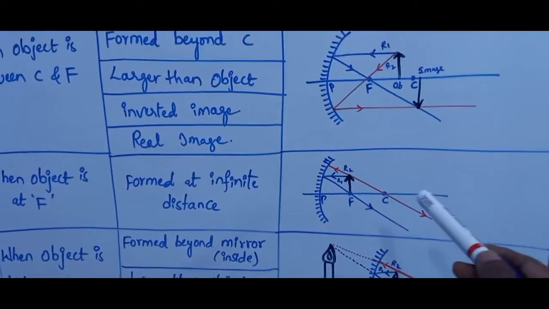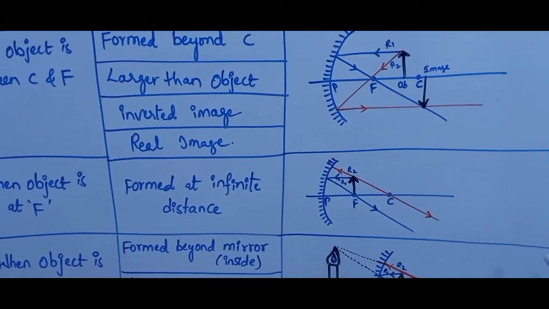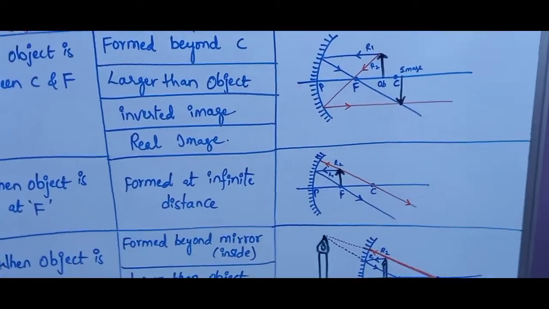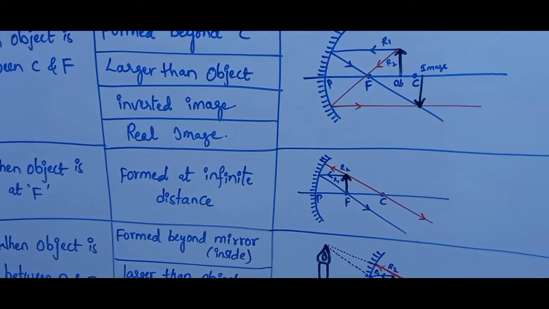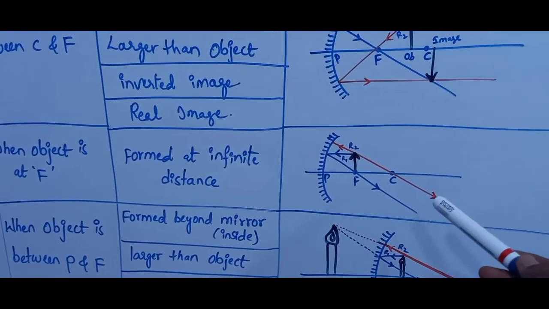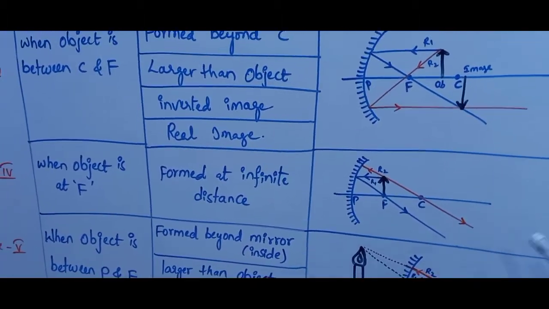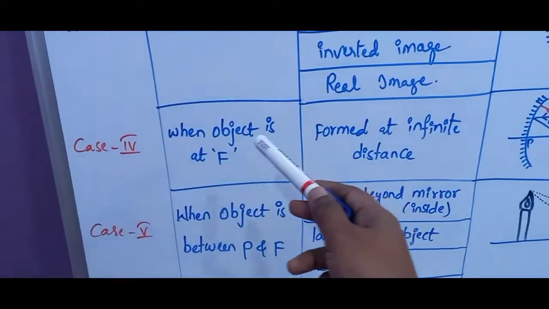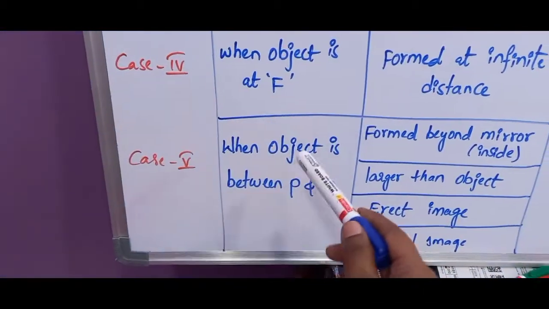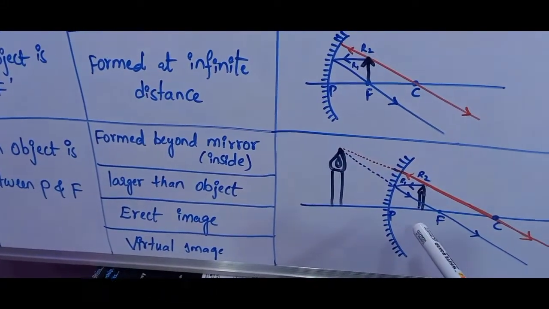And when the image is forming at infinite distance, we cannot exactly predict the other features of the image, like size, whether it is inverted or erect, or real or virtual. So the other characteristics of the image cannot be easily predicted, as it is formed very far away at infinite distance. Okay, students, so this is case number 4. Now case 5, when the object is between P and F, that means the object is moved still closer to the concave mirror.